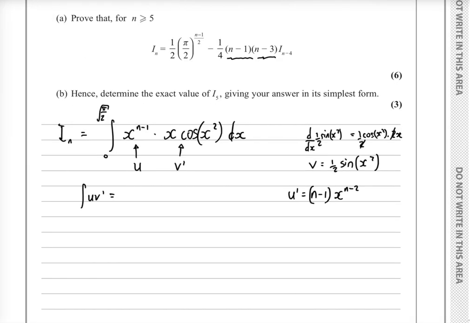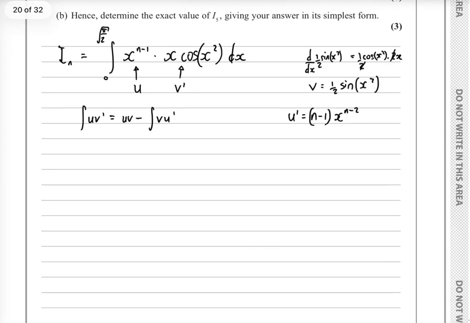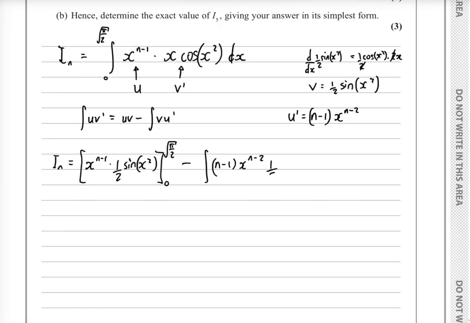The integral of uv prime is uv minus the integral of v u prime. So I_n is equal to u, that's x to the n minus 1, times v, half sine of x squared. And we have limits, so we're going to need to evaluate that from 0 to the root of pi by 2, minus the integral of v u prime. So that's n minus 1 x to the n minus 2 times a half sine of x squared.